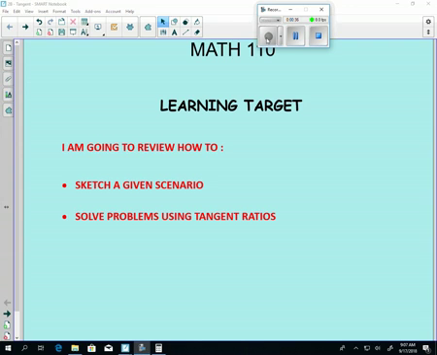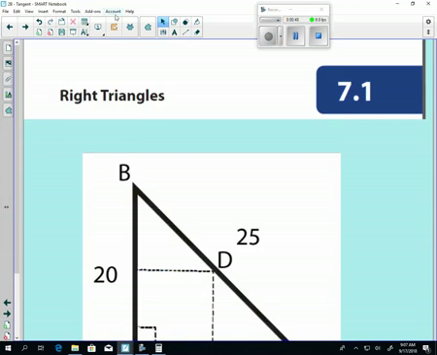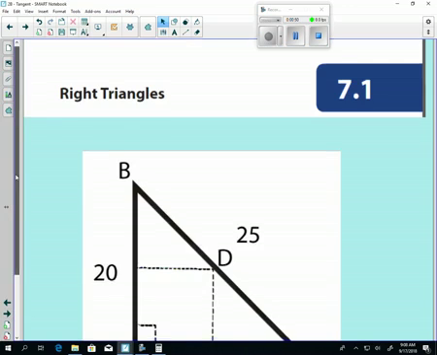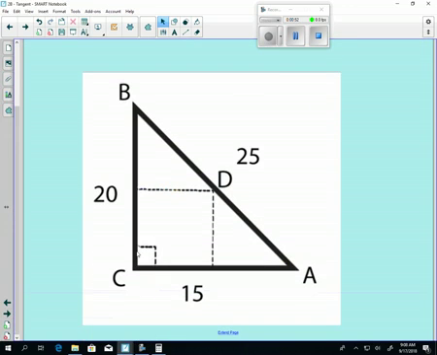So these are going to be word problems. We need to set up a scenario. It means draw a diagram, a triangle, putting on the information, and then solving it. So I'll go through a couple examples first, and I'll give you your assignment. Remember, right triangles, we're always using a triangle that has one angle that has 90 degrees. The 90 degrees, in this case, is at angle C.